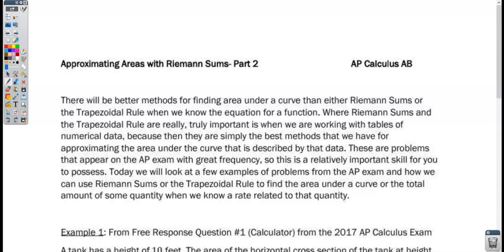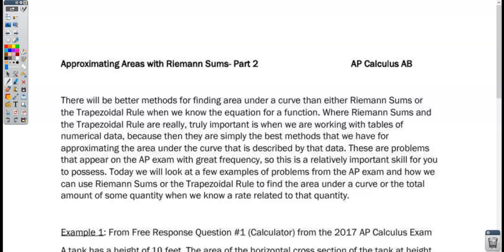Alright, so in the last lesson, in part 1 of Approximating Areas with Riemann Sums, we found the values of the Riemann sums for equations. The reality is that we're going to have better methods for finding the definite integral or the area under a curve when we know the equation for a function. When the Riemann sum and trapezoidal rule are most important for us is when we're working with tables of numerical data. Because in those situations, they are definitely the best option that we have to approximate the area under the curve described by the data.